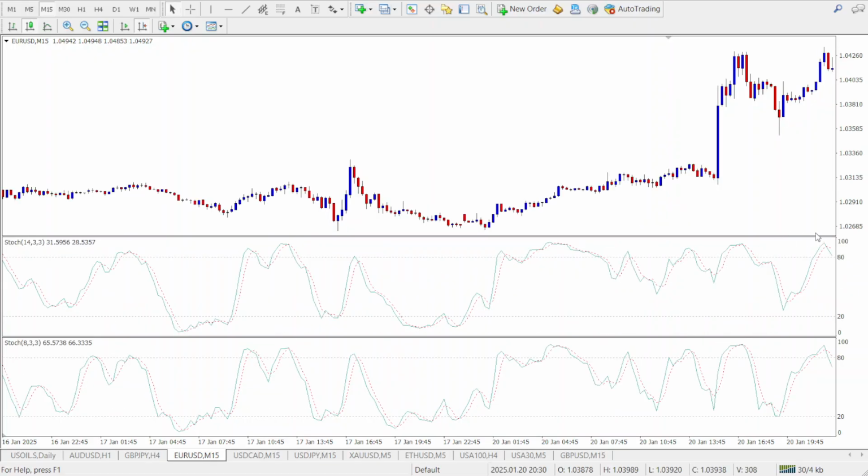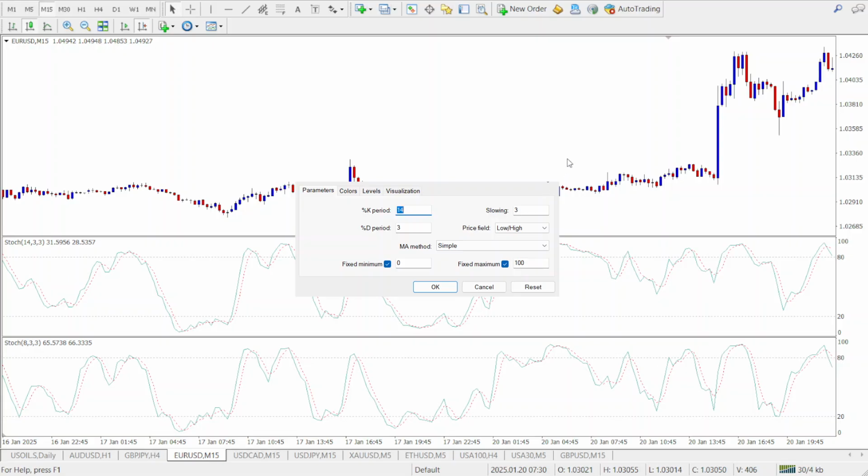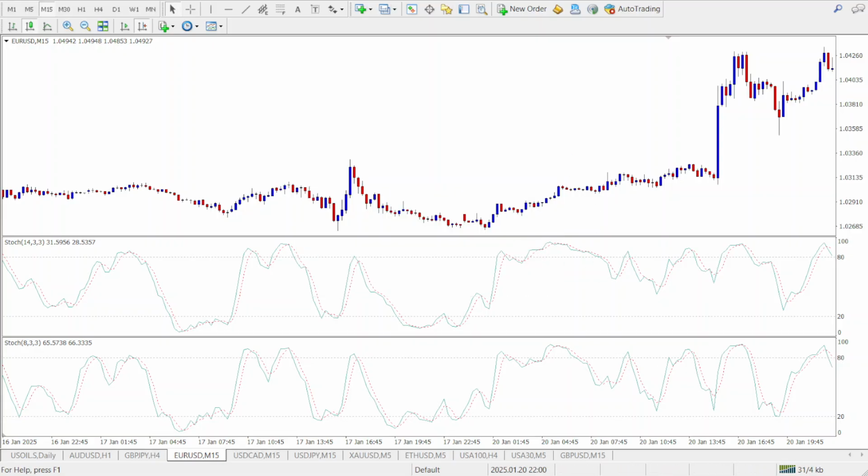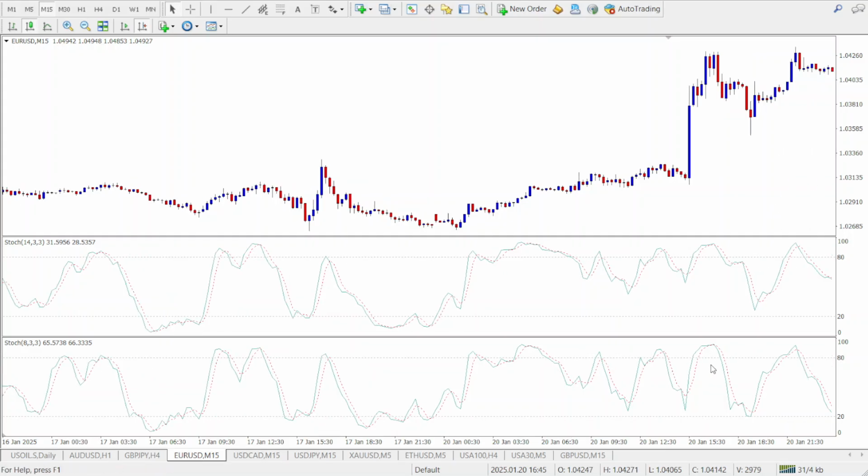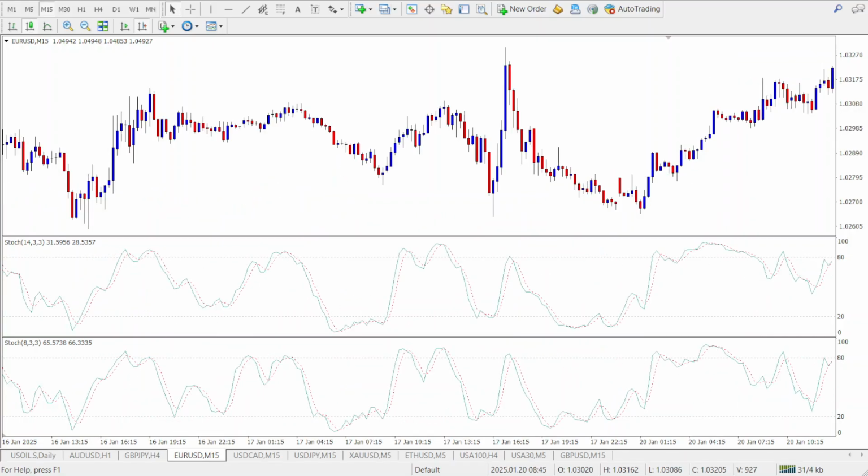Now after doing that, we are going to adjust the colors. Ideally, we are supposed to add the two indicators on one indicator window. So I'm just going to add the second indicator to this indicator window.